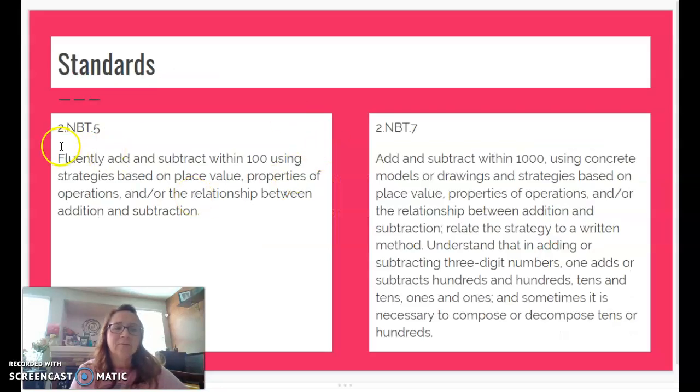The standards we talked about were numbers in base 10.5, numbers in base 10.7. The first is basically using place value, addition and subtraction. The second part is very similar, but it goes up to 1,000, and it adds that when you're teaching regrouping, you're not just teaching 5 minus 4. It's 5 ones minus 4 ones, or 5 tens versus 4 tens. You're teaching that whole base 10 concept, basically.